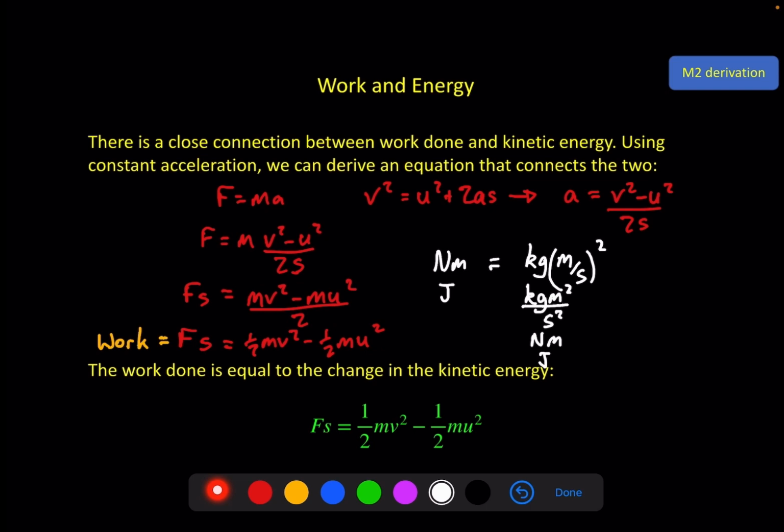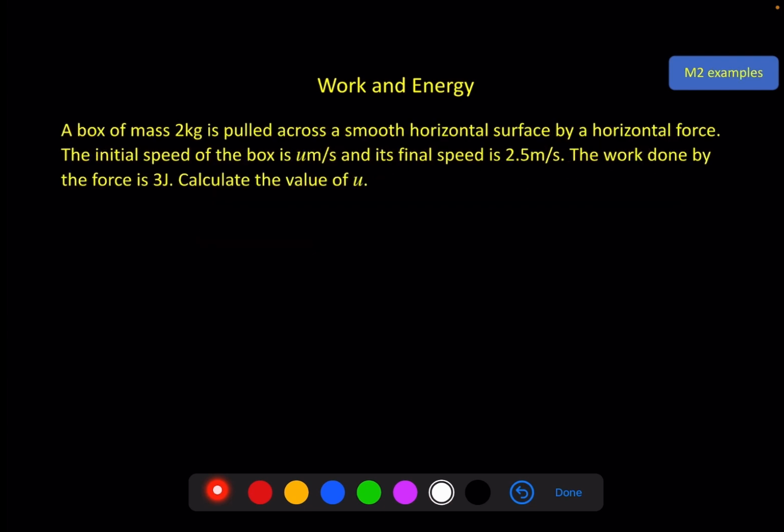So that's a little units-based explanation for why kinetic energy is indeed joules, and work also in joules there connects through this equation. We'll finish with two examples that use this connection.